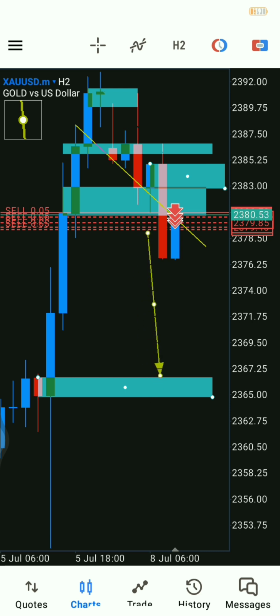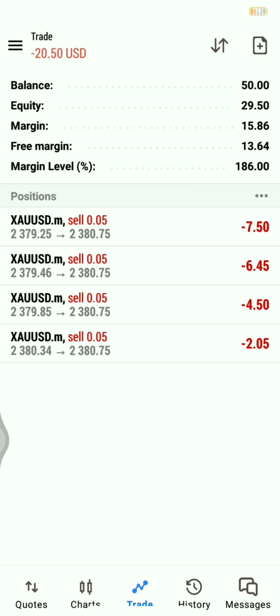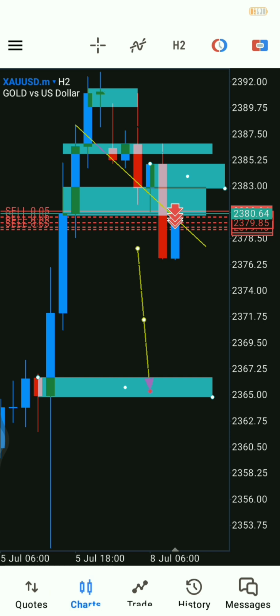I'm going to be waiting, and that's pretty much it. As you can see, I went full margin on the account. I left a little bit of space so that I don't blow the account. Okay, guys, 2,000 years later.